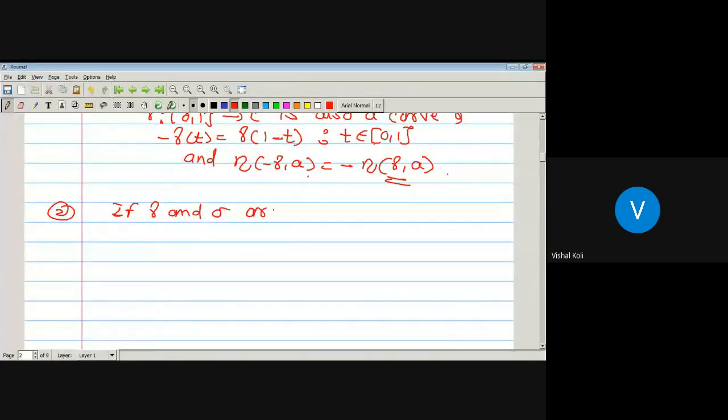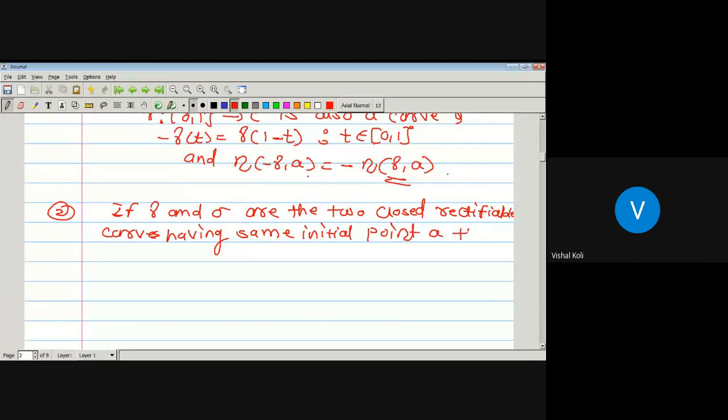are two closed rectifiable curves having the same initial point A, then the index of the curve gamma plus sigma around a point A is nothing but the index of the curve gamma around a point A plus the index of the curve sigma around a point A, for all A not belonging to the curve gamma union curve sigma.